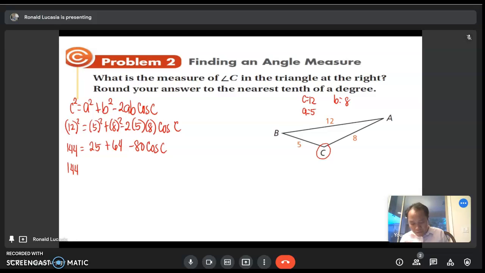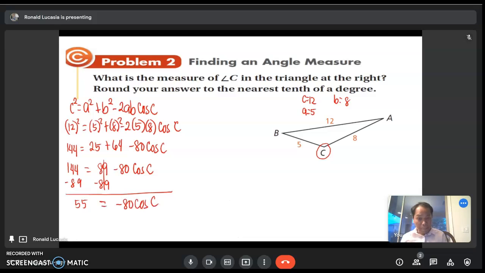So this is 144. 25 plus 64, that's 89. Minus 80 cosine C. So I'm going to subtract both sides by 89. That will give me 144 minus 89. It's 55, which is equal to negative 80 cosine C. Then solving for cosine C, you divide both sides by negative 80. So my cosine C there is 55 over negative 80.